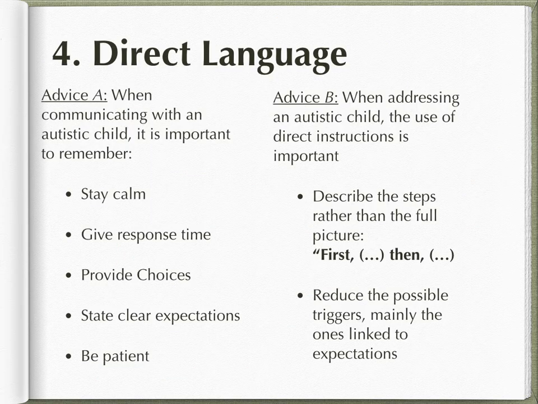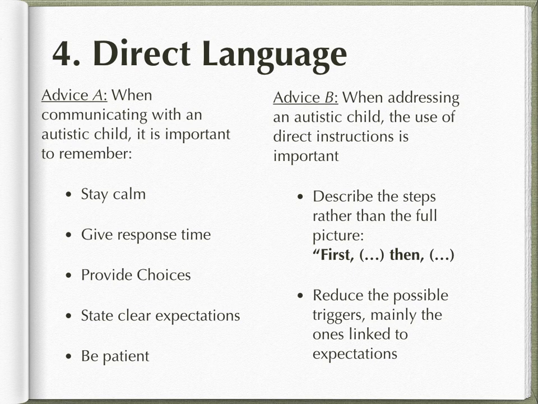The last strategy that I want to provide you is the use of direct language. So when you communicate with an autistic child, it is important to remember 5 key sentences. Stay calm, give response time, provide choices, state clear expectations, and be patient. But that is not all.